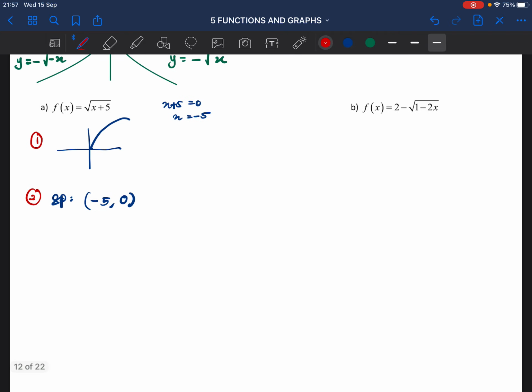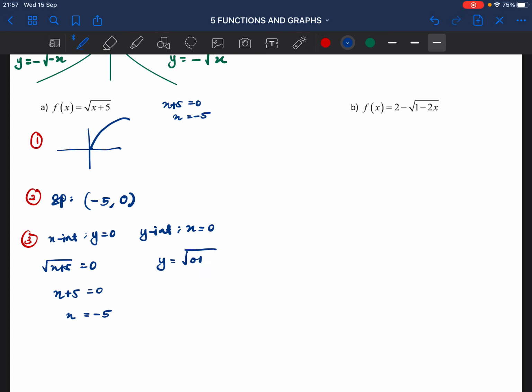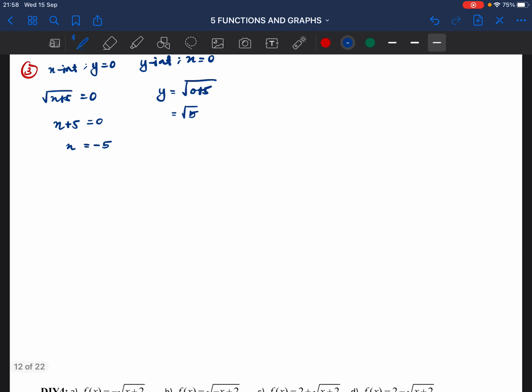Okay, now let's quickly find our x-intercept and y-intercept. We will have x-intercept, which is when y equals to 0. So we will have square root x plus 5 equals to 0. Square root pindah sebelah akan jadi 0 juga. So here our x is equals to negative 5. Whereas our y-intercept, we will have y equals to square root 0 plus 5, which is we are going to end up with square root 5. Okay, so now we have everything that we want. So let's sketch our square root function.